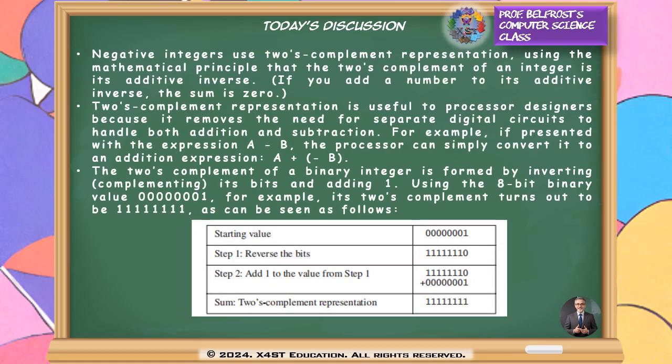We can represent a negative integer by using the two's complement representation, which means that if you add the number to its additive inverse, then the sum is 0. Two's complement representation is useful to processor designers because it removes the need for separate digital circuits to handle both addition and subtraction. For example, a minus b is actually just equal to a plus negative b. The two's complement of a binary integer is formed by inverting or complementing its bits and adding 1. Using 8-bit binary values, for example, its two's complement turns out as shown.